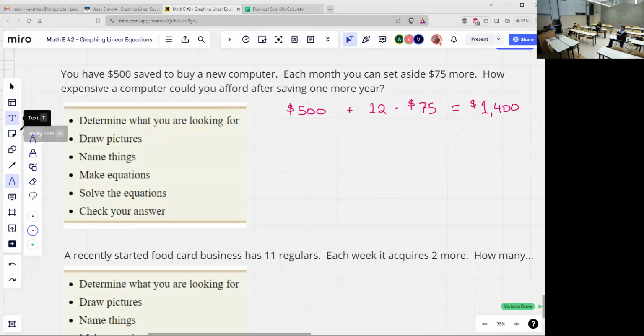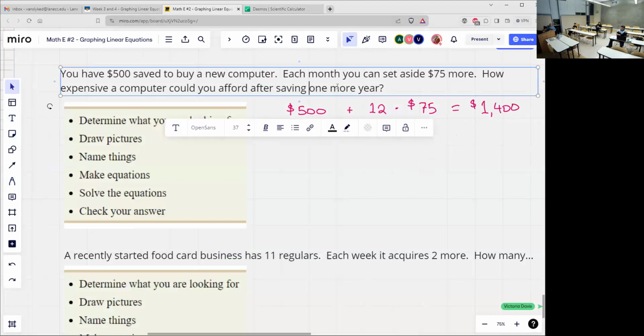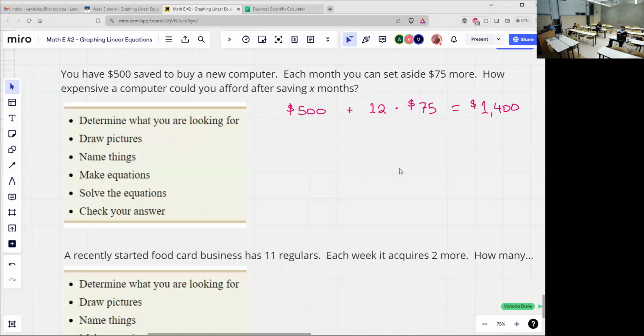So now we will go to our text box and say, how expensive a computer could you afford after saving x months? Now I can't put in the 12 because we're not sure it's 12. It would be 75x, but it's 75x plus 500, right? So instead of the 1,400, that's now some amount, and instead of how many months, that's now my variable amount.